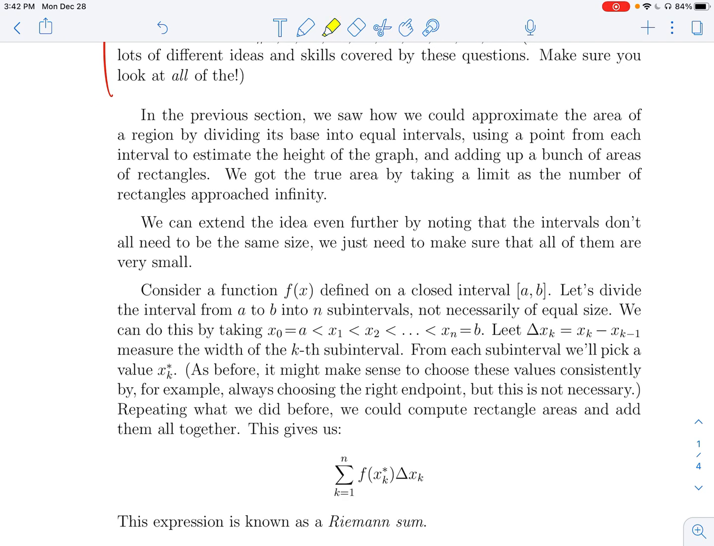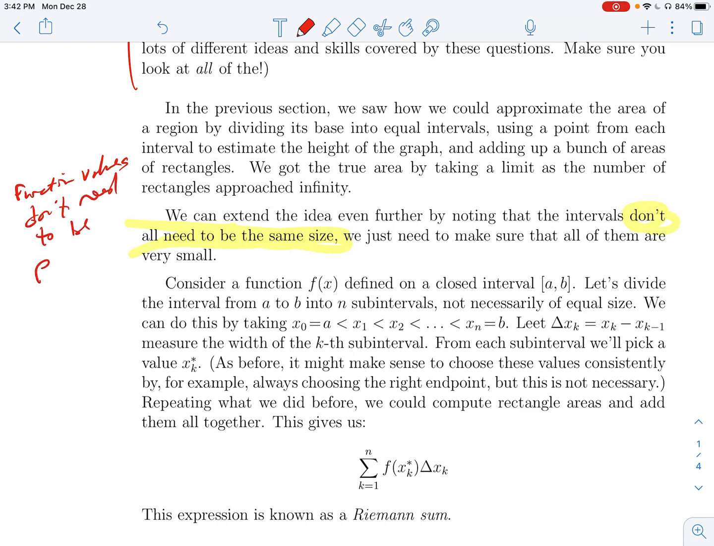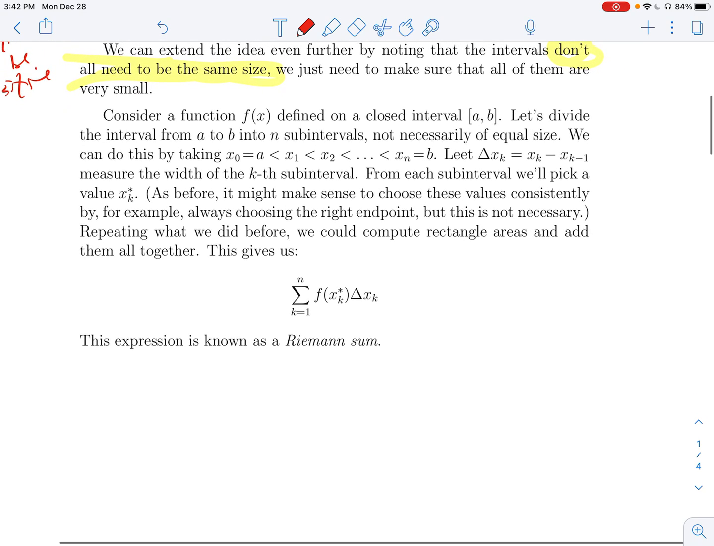One is that the intervals don't need to be the same size. And the other one is the function values don't need to be positive. So the picture in some cases might not look like a graph above the x-axis, but the gist is the same. So I'm going to walk you through this. This is a very technical thing. Don't feel like you have to memorize every detail, but you should understand the overall process.